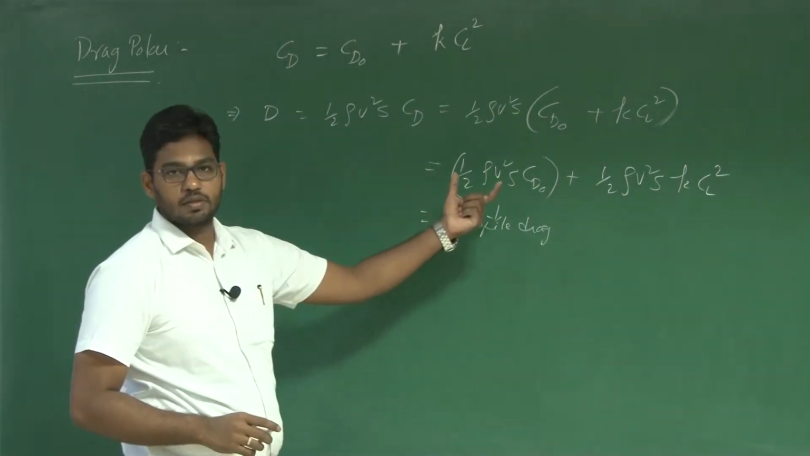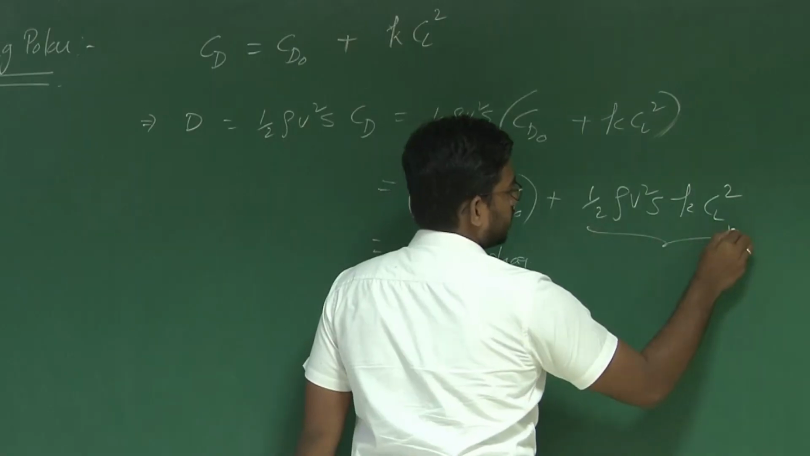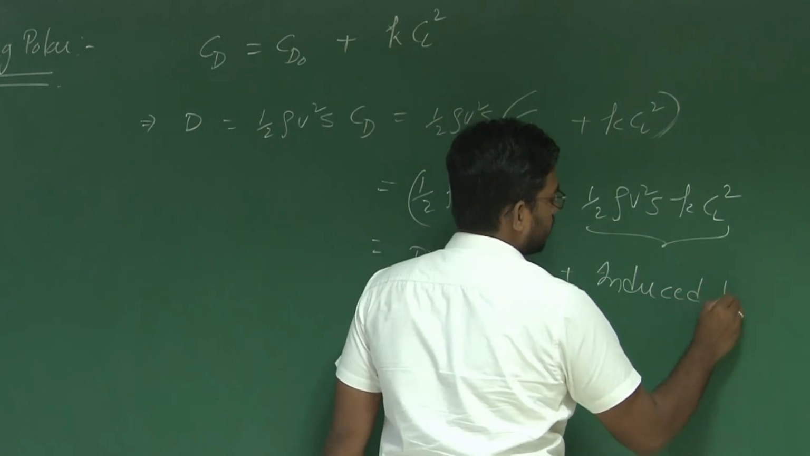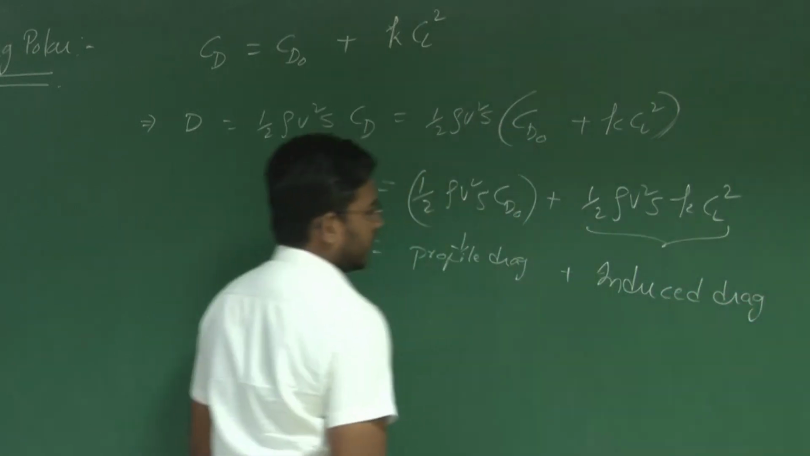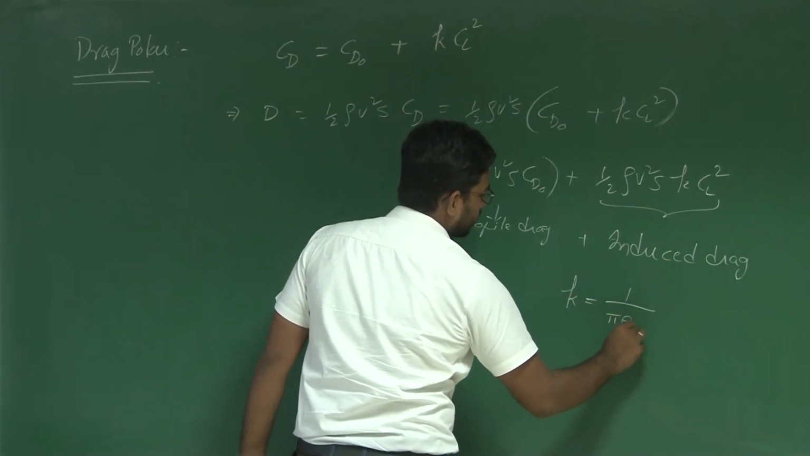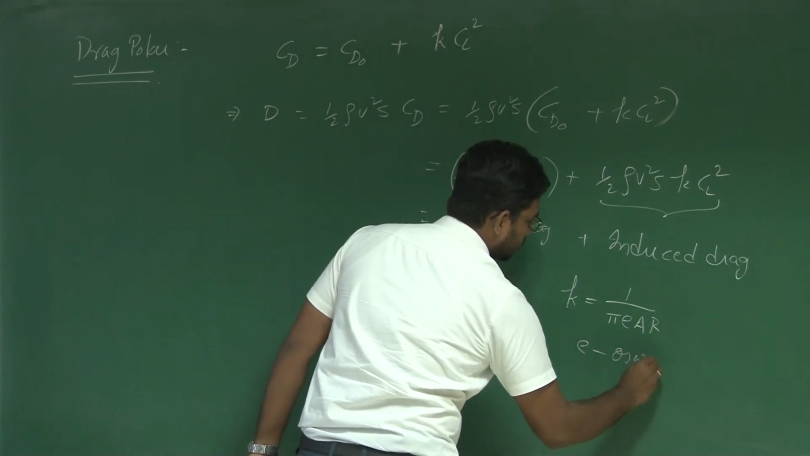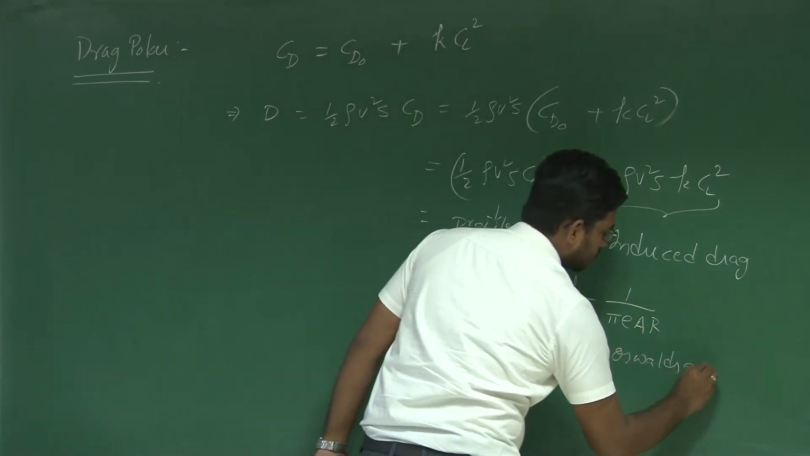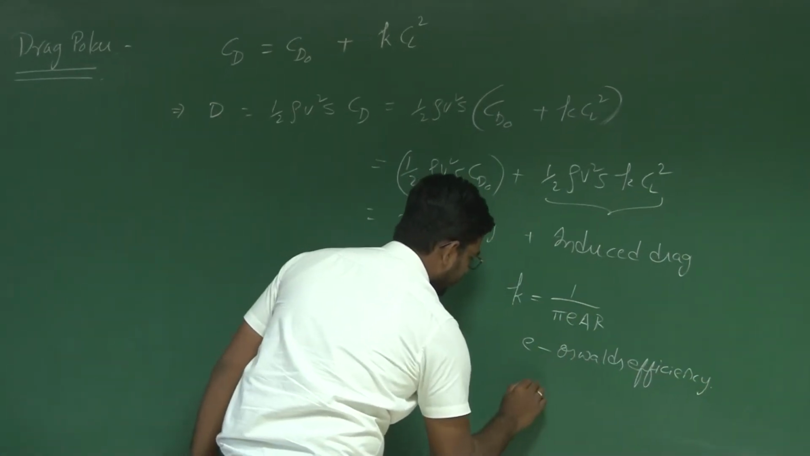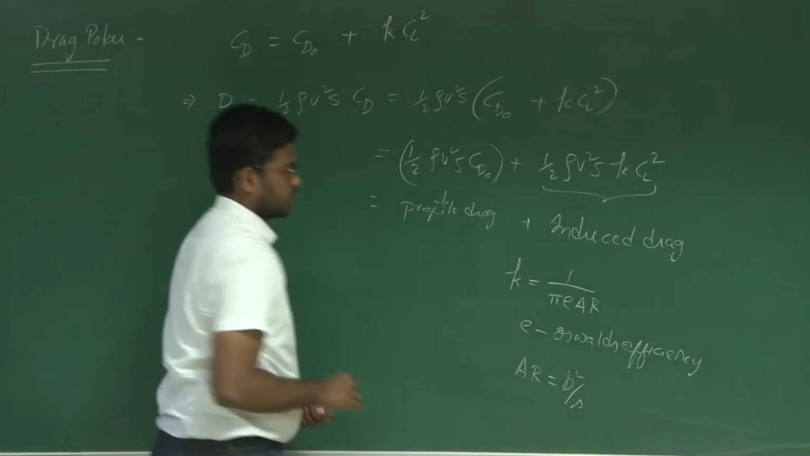So half rho V squared S is multiplied by CD naught, where CD naught is the profile drag coefficient, and this particular term corresponds to induced drag. And K is the induced drag correction factor, which is equal to 1 by pi e AR, where e is the Oswald's efficiency and aspect ratio is b squared by S.